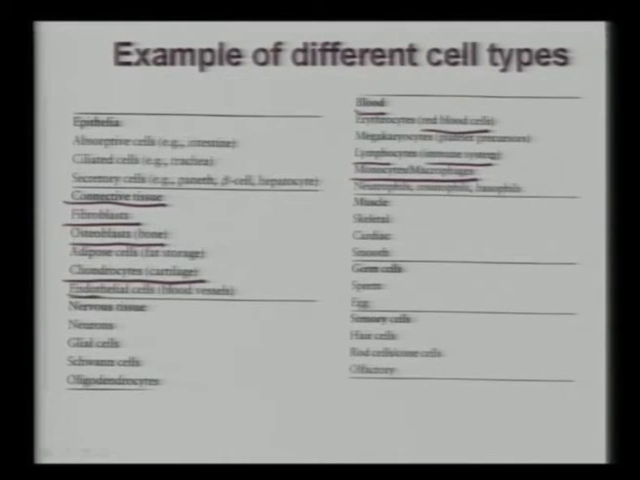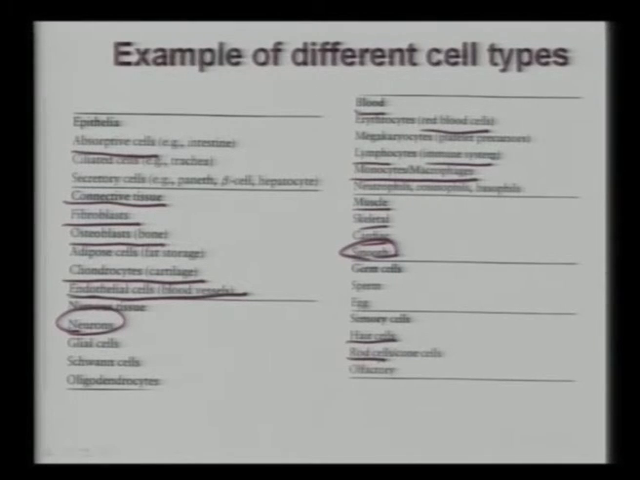Now you have the endothelial cells, which line the blood vessels. Okay. Now you have the neurons, which are part of the nervous tissue. You have the epithelia, that is either secretory cells or absorptive types of cells. You have the muscle, that is skeletal, cardiac or smooth muscle cells, and you have the sensory cells like hair cells or rod cells, etc.